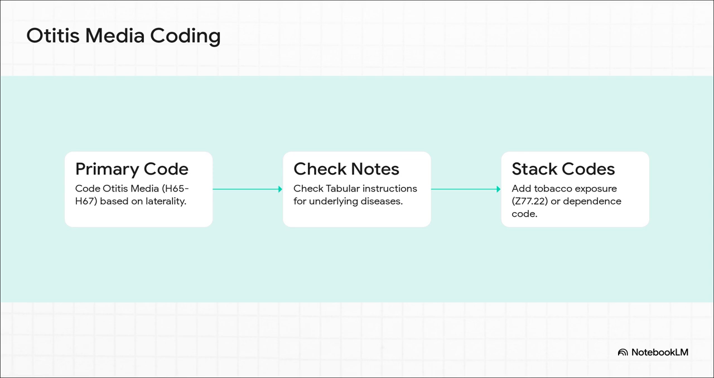You literally must report environmental tobacco smoke exposure with Z77.22. Or if the patient is a smoker themselves, use the appropriate tobacco use or dependence code from category F17. Missing this secondary code means you're just flat out ignoring a direct tabular instruction.